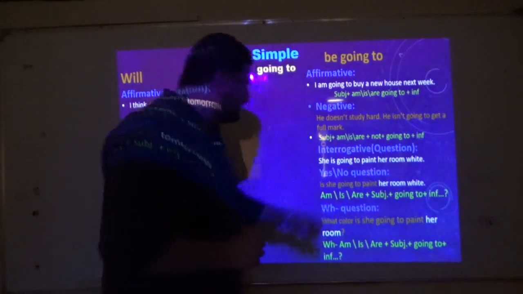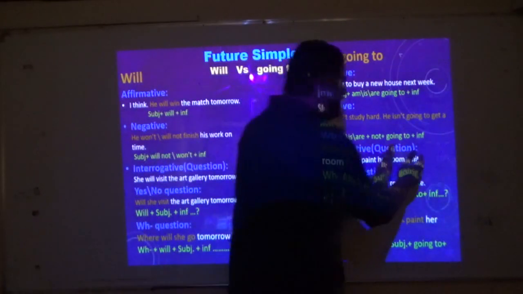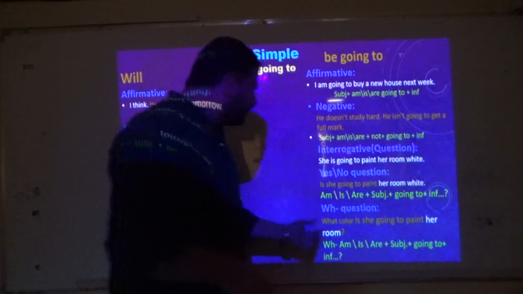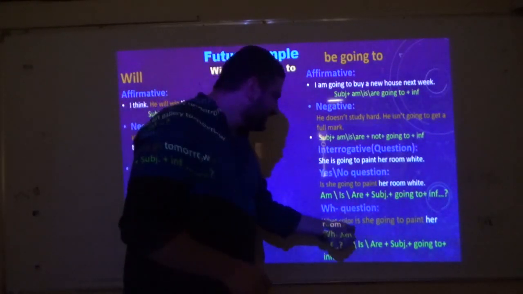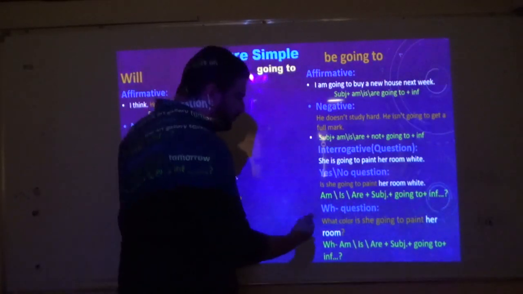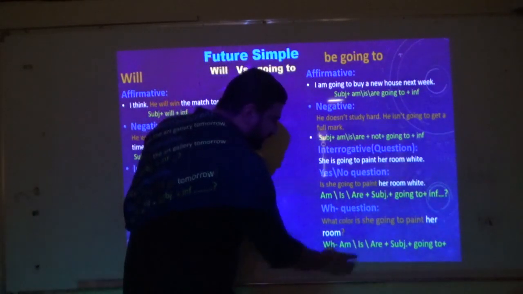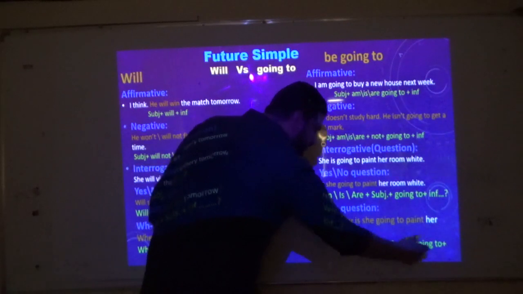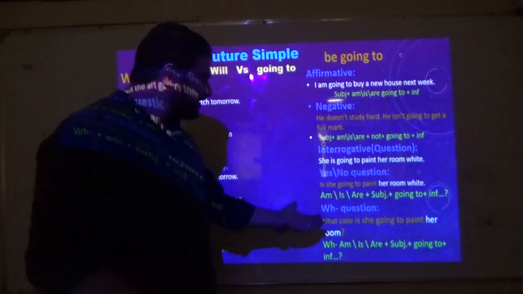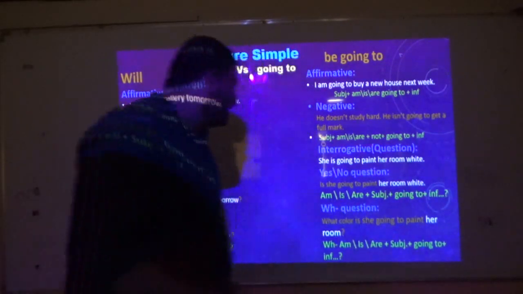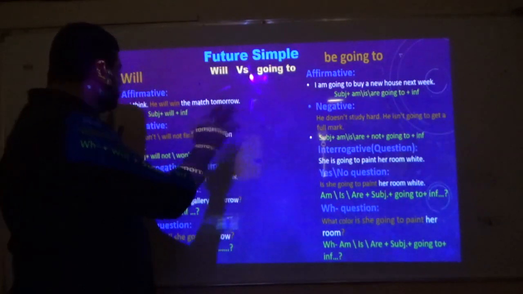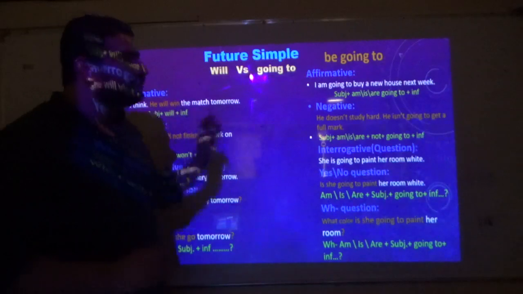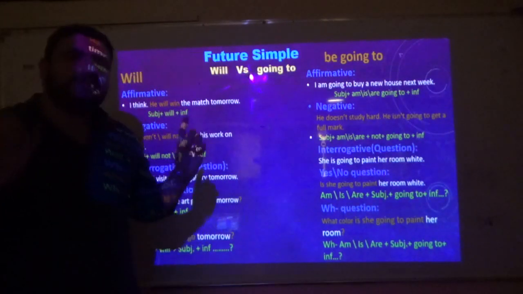After that, we have the WH question. Let's ask about the same sentence. Let's ask about the color. So here, to ask about the color, we have what color. Here we put the WH word, then verb to be, the subject, going to and a stem form. What color is she going to paint her room? So this is clearly the difference between will and going to concerning the form.